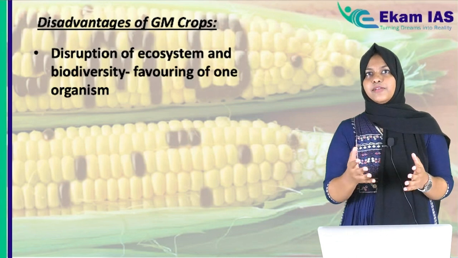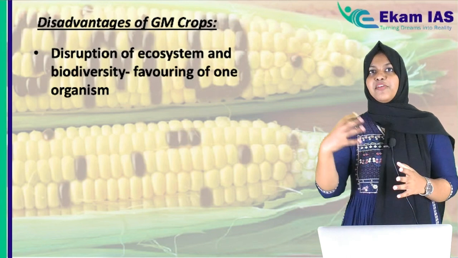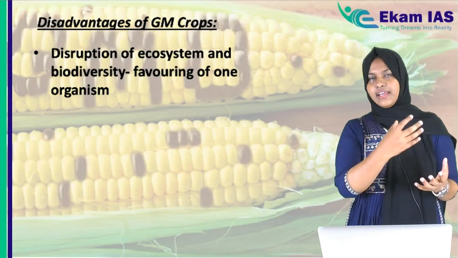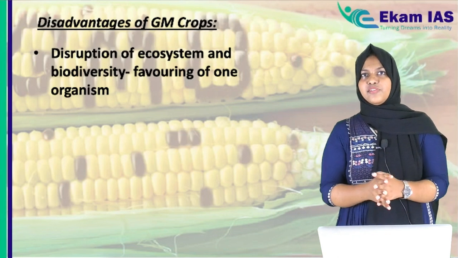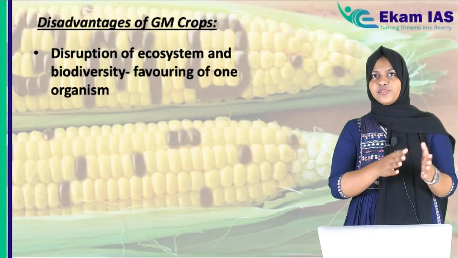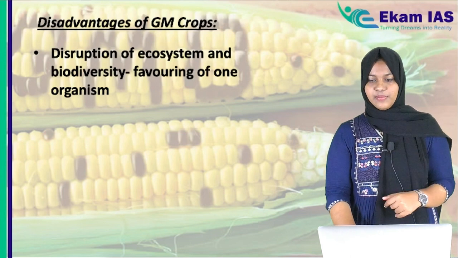So it may disrupt the ecosystem and biodiversity by favoring one organism. That means others will face pest attack and insect attack, but this one does not face such things. So it is favoring one species or organism. So that is a disadvantage of GM crops.